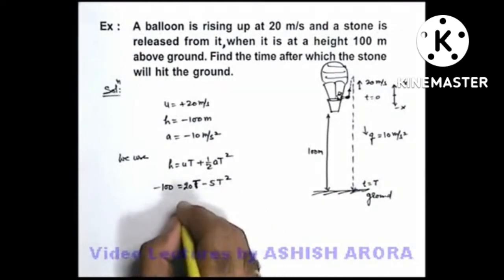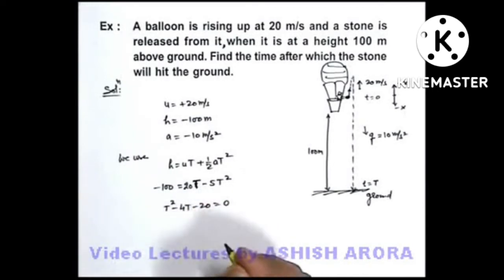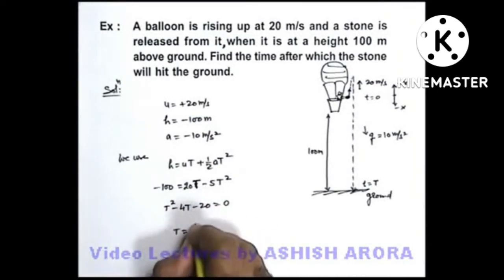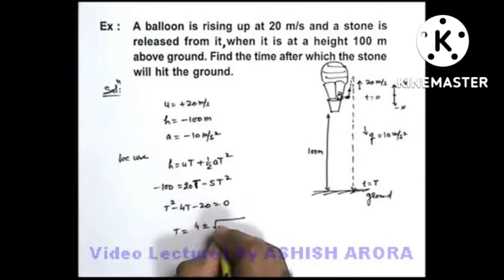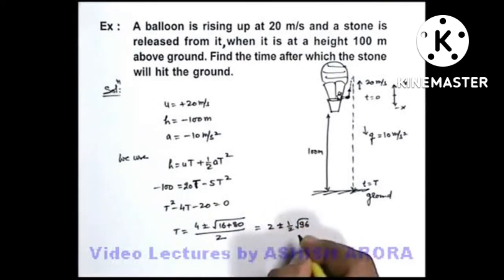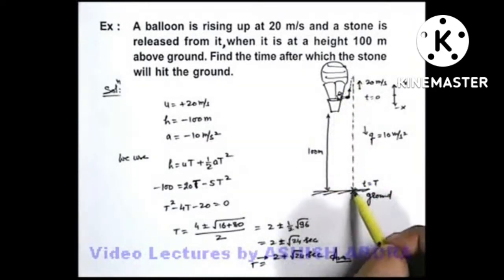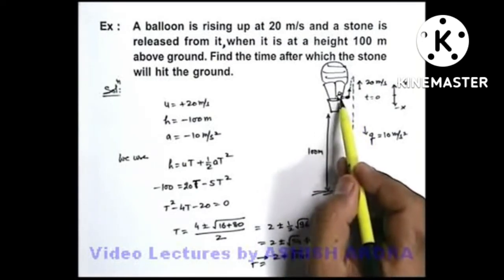So in this situation, we have a quadratic equation, which can be rewritten as t square minus 4t minus 20 is equal to 0. On solving, we get t is equal to 4 plus minus root of 16 plus 80, divided by 2. So this will give us 2 plus minus half root of 96, which gives us 2 plus minus root of 24 seconds. Here the negative sign can be ignored because time can never be negative. So the final answer will be 2 plus root 24 seconds. This is the value of time, which is the answer to this question, the time which the stone will take in reaching the ground from the initial position of the balloon.